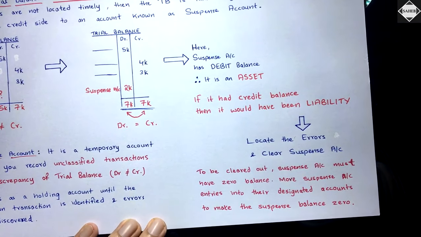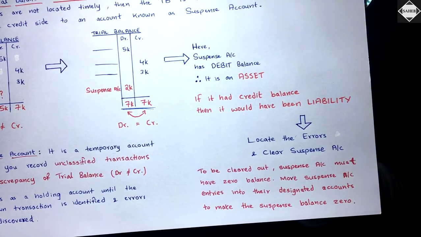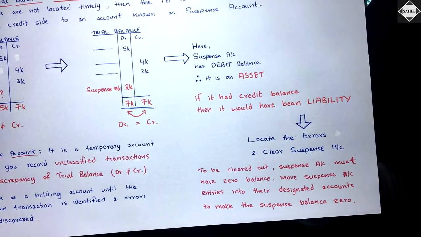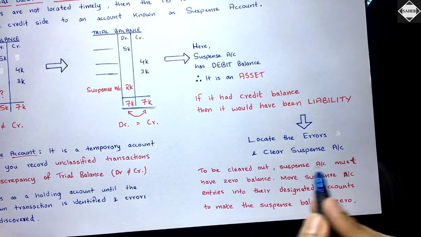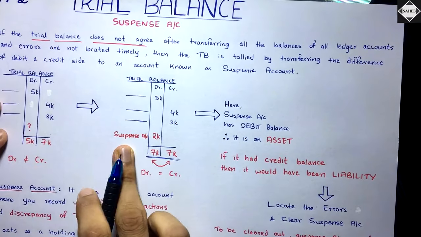You will have to use the suspense account to rectify the errors. You will learn that in the rectification of errors chapter. Fine. So that's what we do. We locate the errors and clear the suspense account afterwards. But for the time being, we create this temporary account to finalize the accounts.